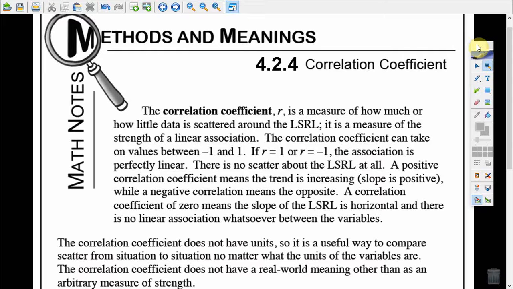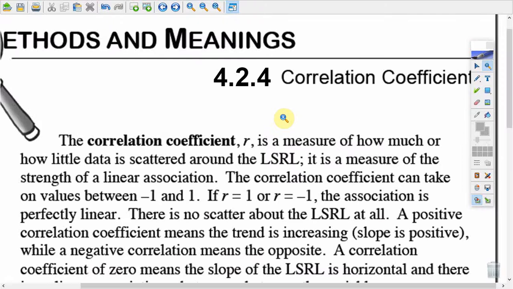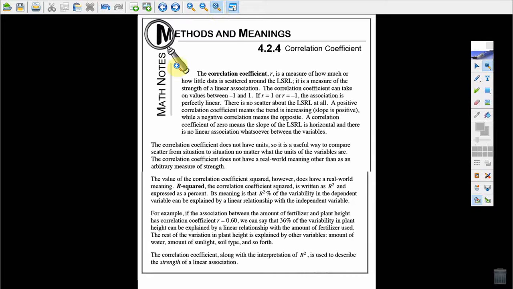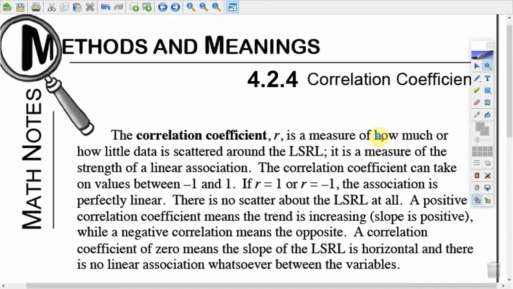Okay, here we are back at another Math Notes 4.2.4. We're going to talk about correlation coefficients. The correlation coefficient R is a measure of how much or how little the data is scattered around the LSRL. So let me just highlight that here. R is the variable that we use for the correlation coefficient.